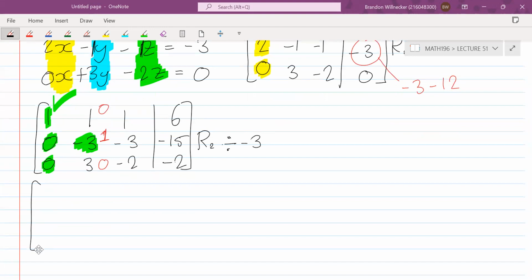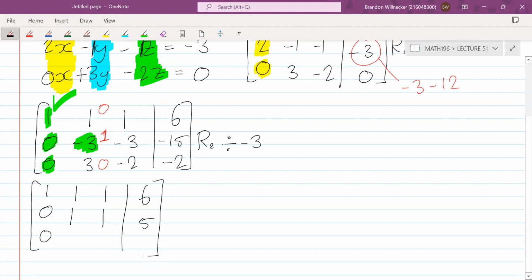Okay, so our first column is done. We don't need to worry about it anymore. That's 1, 0, 0. We're going to have 1, 1, 6. We're not interested in the first row. We're looking at the second row. 0 divided by minus 3, that's 0. Minus 3 divided by minus 3, that's going to be 1. Minus 3 divided by minus 3, that's 1. Minus 15 divided by minus 3, that's 5. And that's it. Okay, the third row, that stays the same. Okay, good. So now we've got this to be a 1.